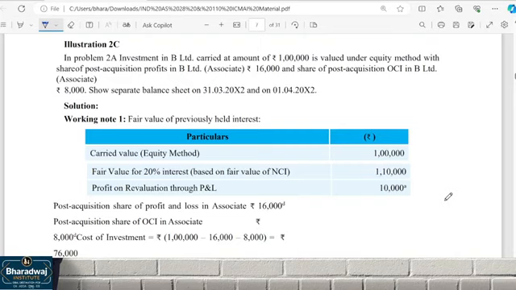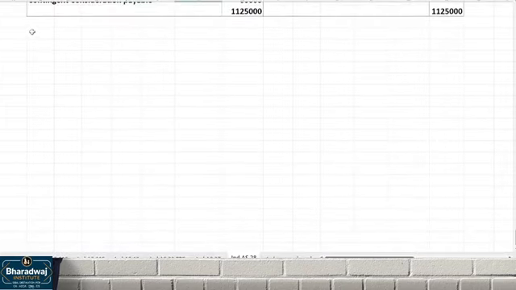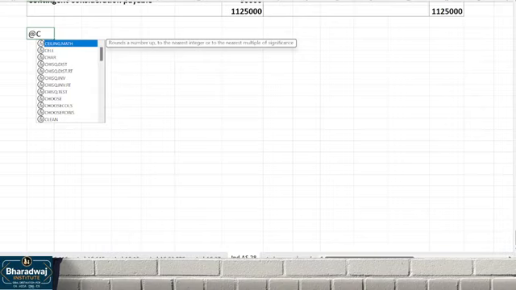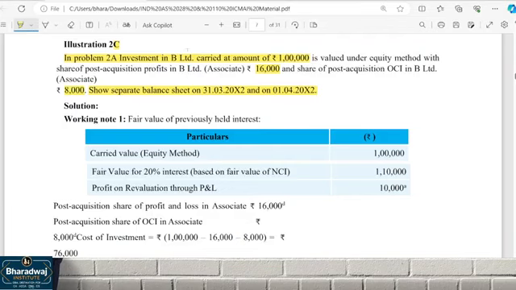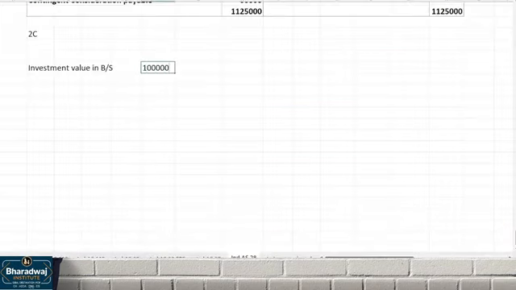In problem number 2A, investment in B Limited is carried at rupees 1 lakh, which is valued as per which method? Equity method, which includes share of post acquisition profit 16,000 and share of post acquisition OCI, how much have they given? 8,000. They have asked to show the separate balance sheet. Pay attention. 2C. Listen. What is the investment value in the balance sheet? This 1 lakh. It was accounted as per the equity method of accounting.